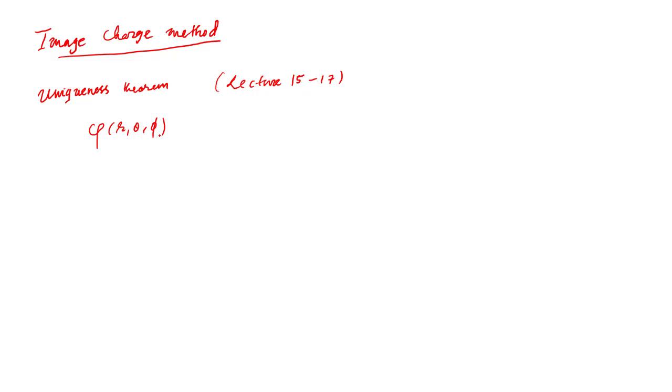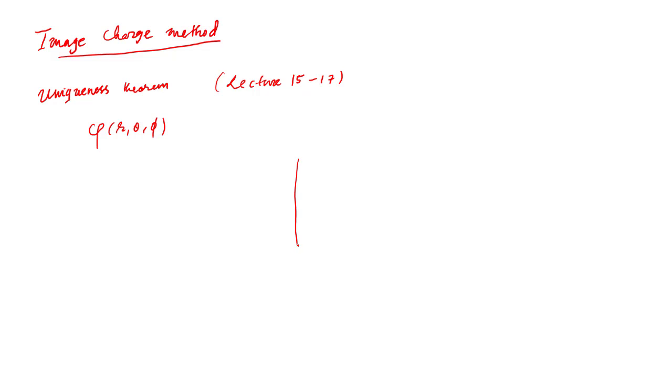And the uniqueness theorem tells us that as long as the scalar function phi is satisfying the boundary conditions properly, then it is the unique solution to the problem. And that's what we're going to take advantage of in the image charge method. So to talk about the image charge method, we will start with an example.